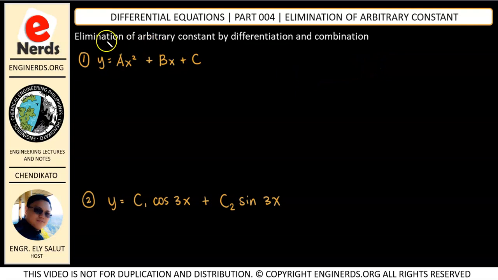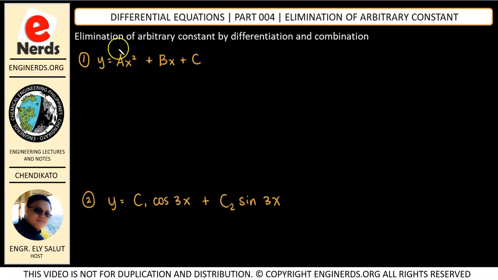Okay, so una sagutan natin itong ating first problem. Actually, this is part of elimination by isolation of constant, itong ating first problem. Kaya lang, I want to show you that if our general solution is having three arbitrary constants, we'll probably need to differentiate our equation 3 times. So, magkakaroon tayo ng third derivative. So, I'm going to show you that dito sa ating problem na nasa harapan.